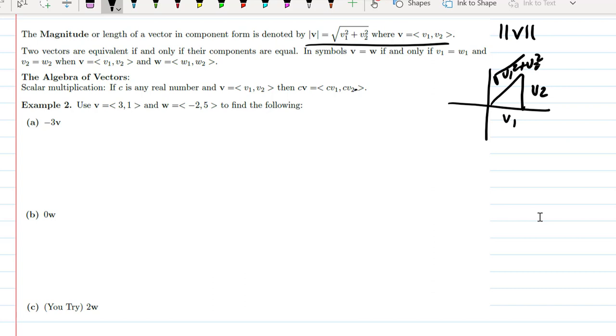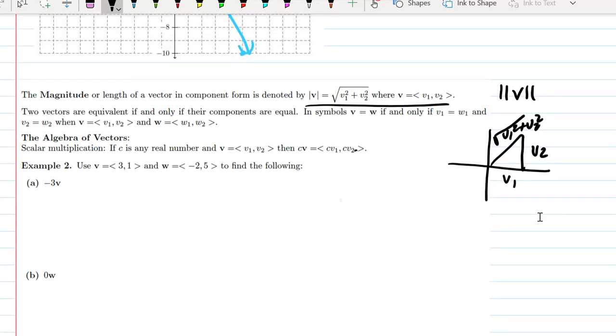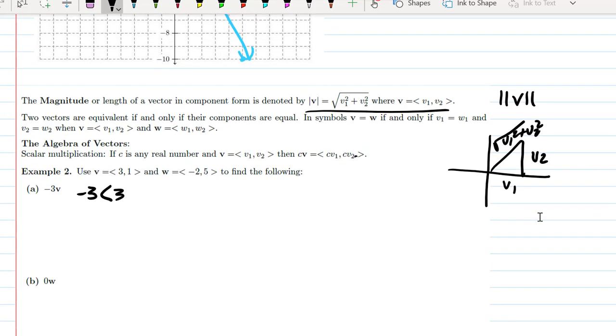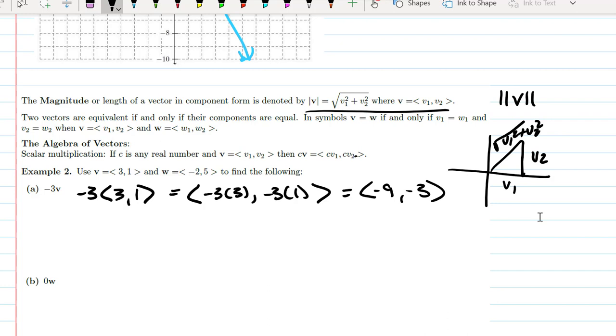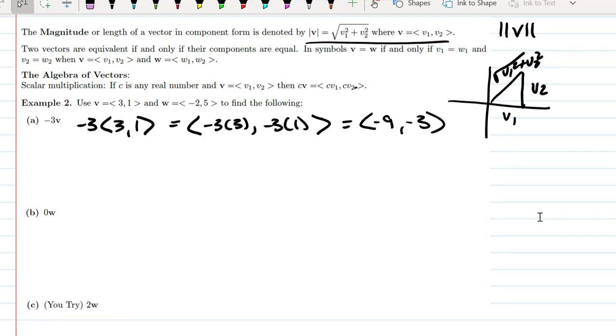All right, so in example 2, we have the following vectors. Use v equals 3, 1 and w equals negative 2, 5 to find the following. Negative 3 times v. So that's negative 3 times our vector v. And our rule here says that a scalar times a vector says we multiply each of our components by that scalar. So negative 3 times 3 is negative 9. Negative 3 times 1 is negative 3. So negative 3 times v is the new vector, negative 9, negative 3. And the effect was we just took all of the components of v, so 3 and 1, and multiplied them by negative 3.